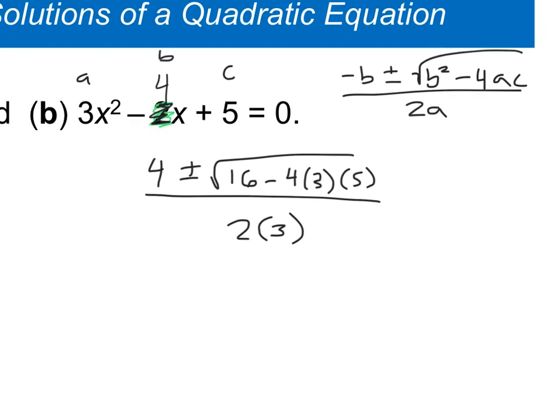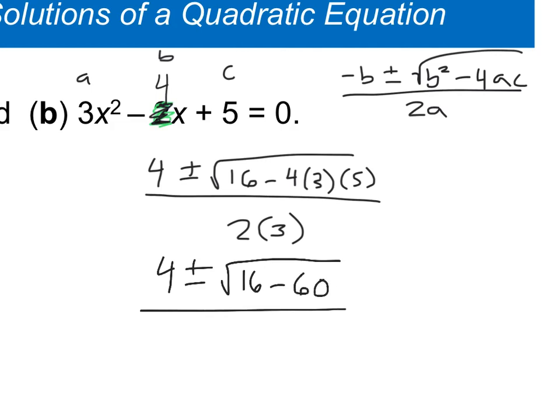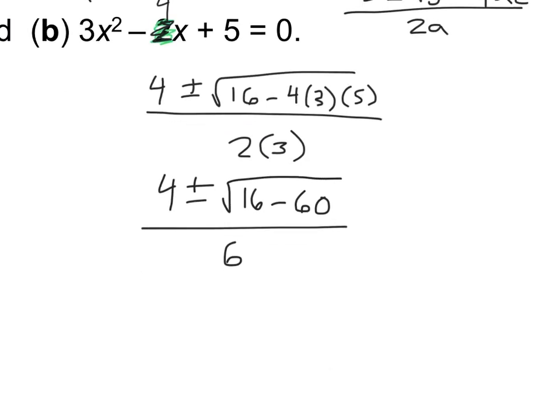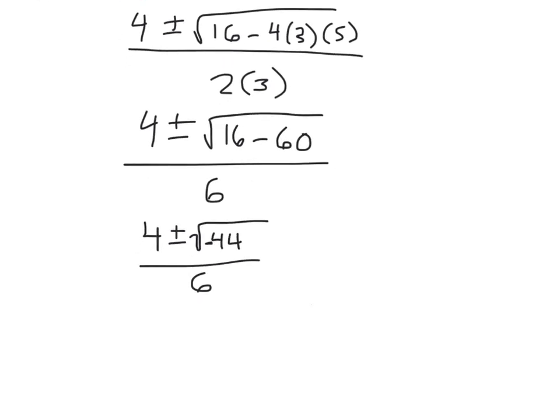And now we simplify. So we have 4 plus or minus the square root of 16 minus 4 times 3 times 5, which would be what? 60, awesome. Over 2 times 3, which is 6. So 4 plus or minus, what is 16 minus 60? Negative 44, over 6. How do we simplify the square root of negative 44?